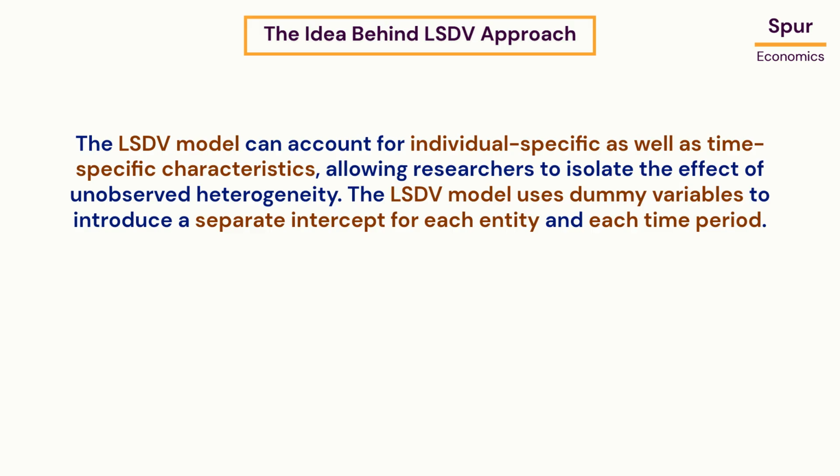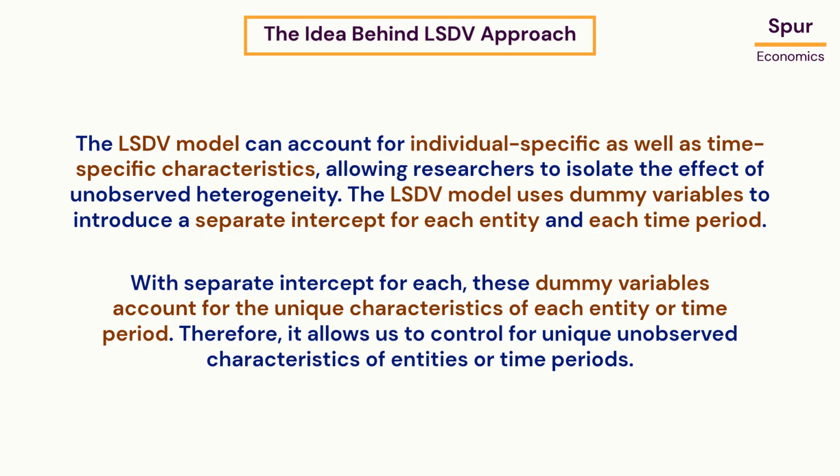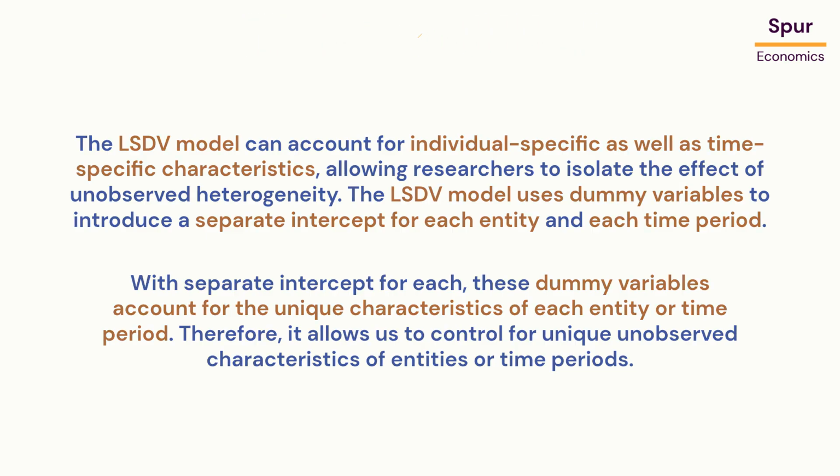effect of unobserved heterogeneity. The LSDV model uses dummy variables to introduce a separate intercept for each entity and each time period. With a separate intercept for each, these dummy variables account for the unique characteristics of each entity or time period. Therefore, it allows us to control for unique unobserved characteristics of entities or time periods.